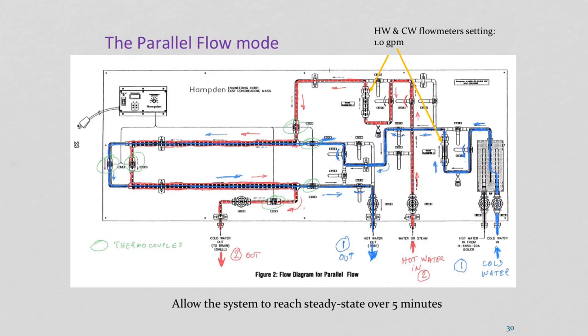Now that is describing the parallel flow mode. Here is how we set up that heat exchanger. We put some cold water from the tap. It's pretty cold right now. And so the cold water is injected here. And we also inject hot water coming from a specific outlet in the wall of the lab. It's pretty hot water.